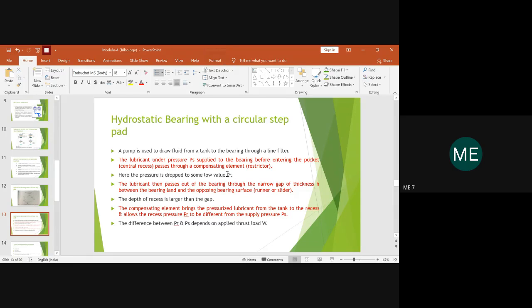So the value of PR will be comparatively lower than that of PS. In rare cases PS will be equal to PR, but it cannot be greater than PS. That thing you have to remember.